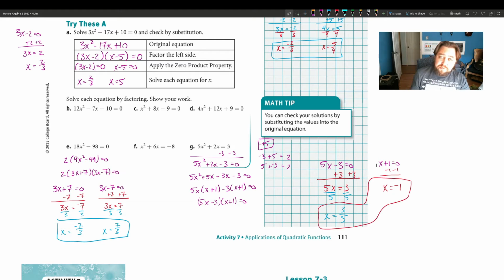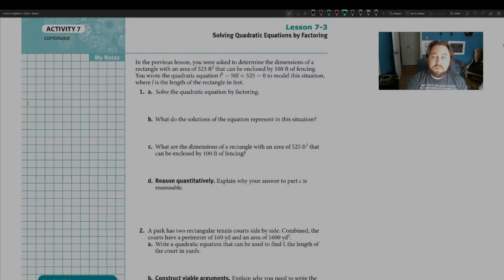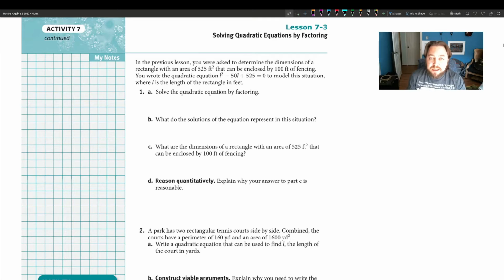So this is primarily the way that we're going to be solving quadratics by factoring. So we can take this idea and we can apply it to what we did in 7.1. We could have solved it this way instead of the other way. This is what this question is about. So we're asked to determine the dimensions of a rectangle with an area of 525 square feet that can be enclosed by 100 feet of fencing. And this was the quadratic that we wrote to model the situation. So we're going to solve this by factoring.